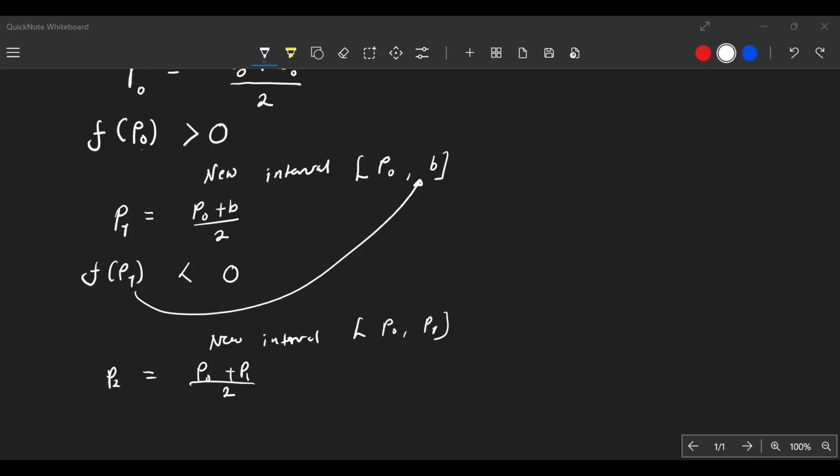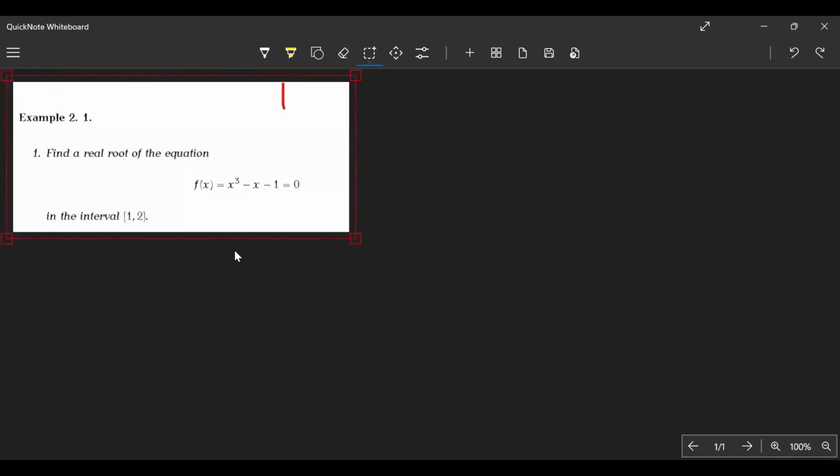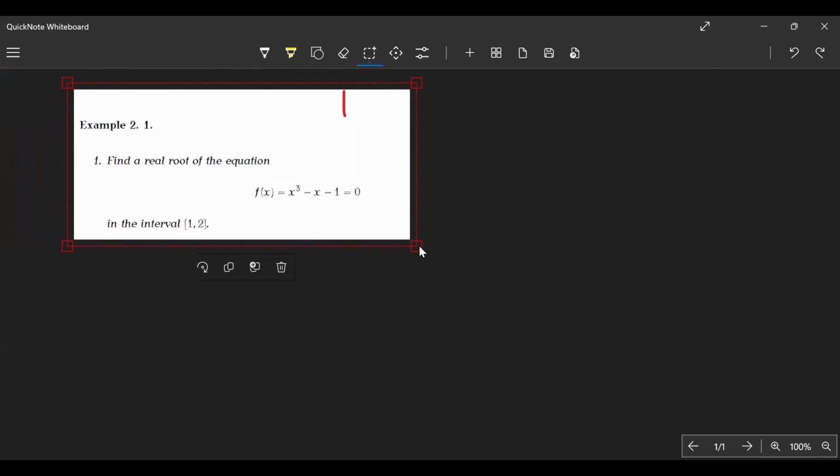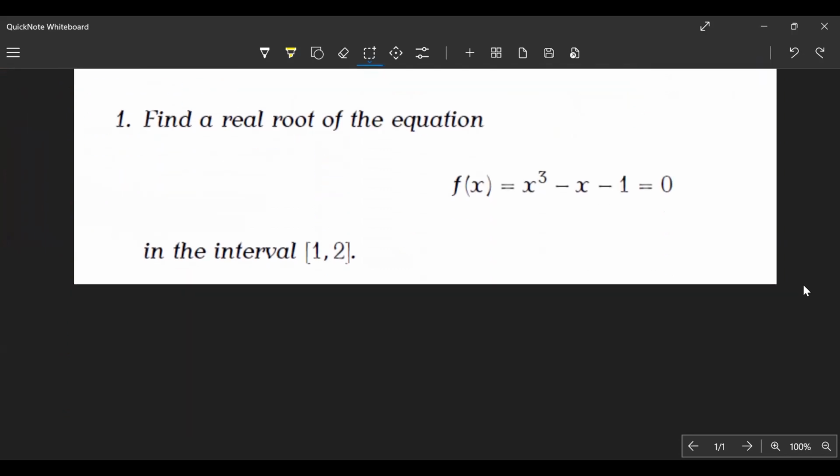Just a minute, I'm trying to share an example. Okay, so here's an example. The example says find the real root of the equation in the given interval, which is 1, 2. We are given the cubic function.